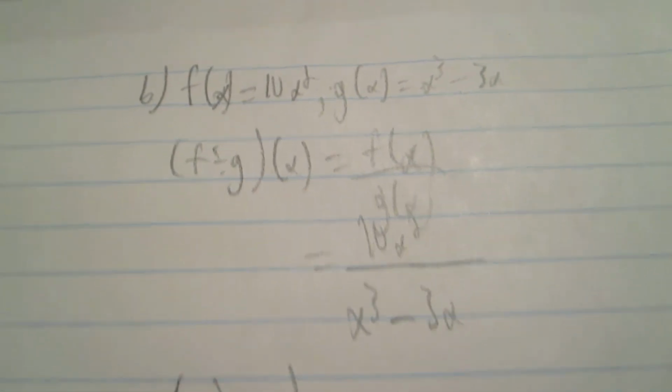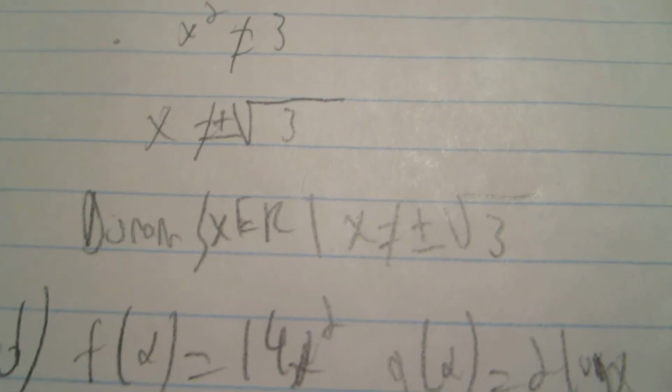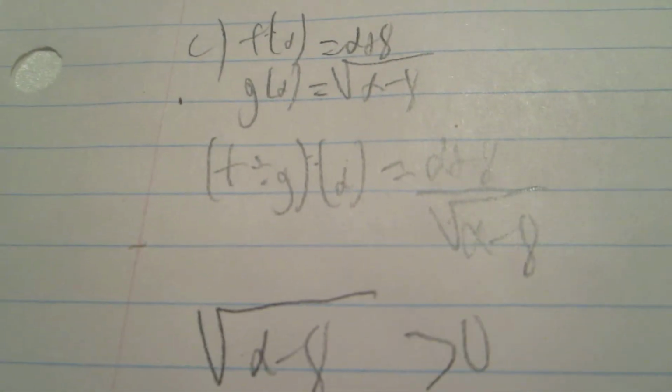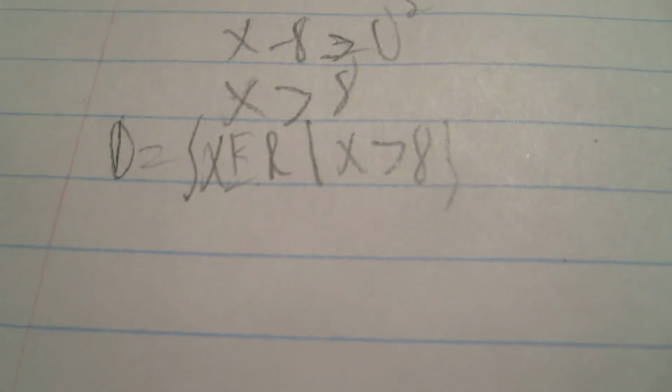Okay, so 7a, the function is 80 over x, and the domain is x is all real numbers with the property that x cannot equal 0. B, the function is 10x squared over x cubed minus 3x, and the domain is x is all real numbers with the property that x cannot equal plus or minus square root 3. C, the function is x plus 8 over square root x minus 8, and the domain is x is all real numbers with the property that x has to be greater than 8.